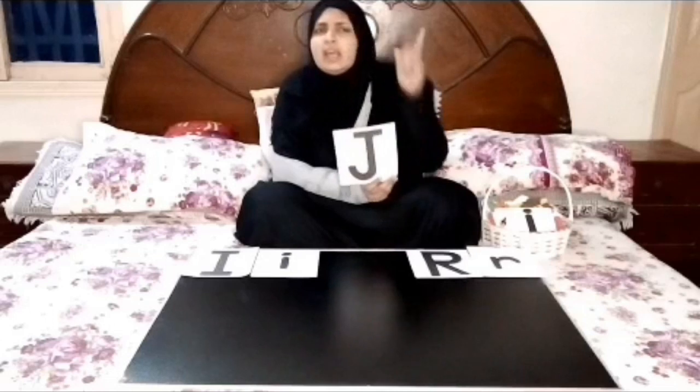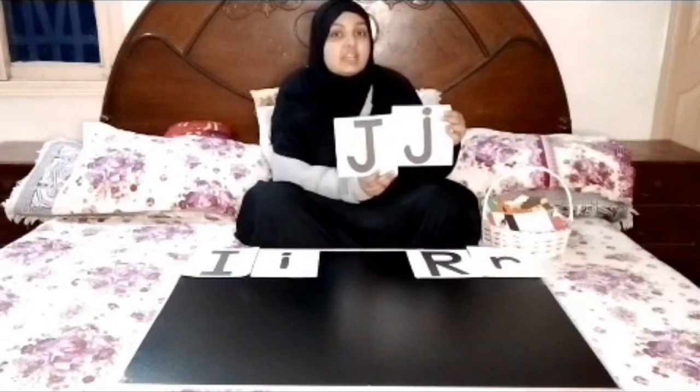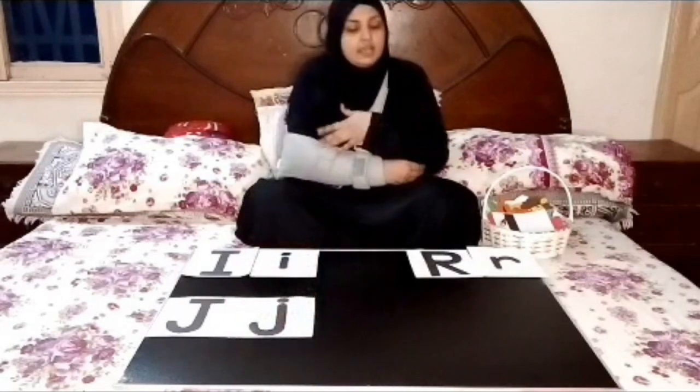Let's repeat them again. Letter I sounds E. Letter R sounds R. Letter J. And what is the sound of letter J? Any guesses? Yes, good job. Letter J sounds J. So what will I do? I will put them on my board. Letter J sounds J. So let's have a revision again. Letter I sounds E. Letter R sounds R. Letter J sounds J.